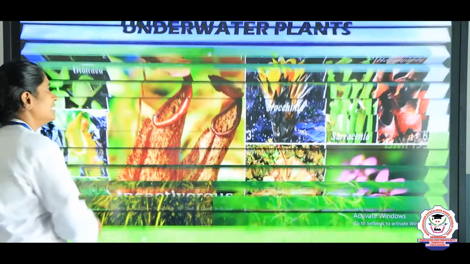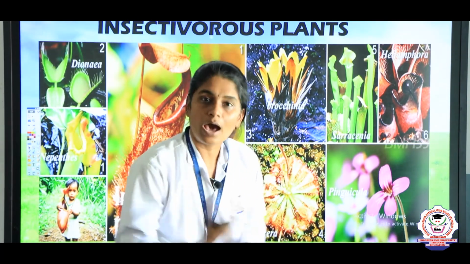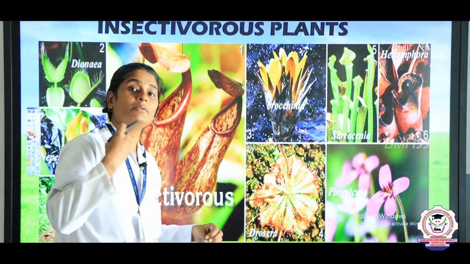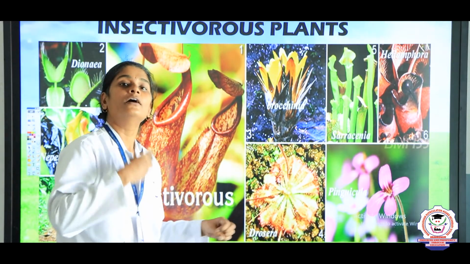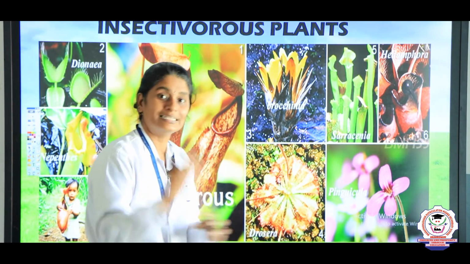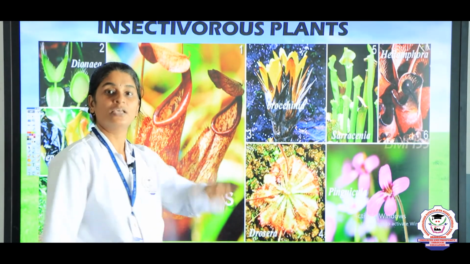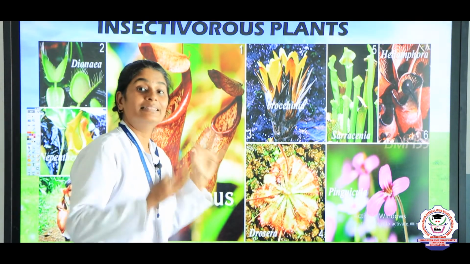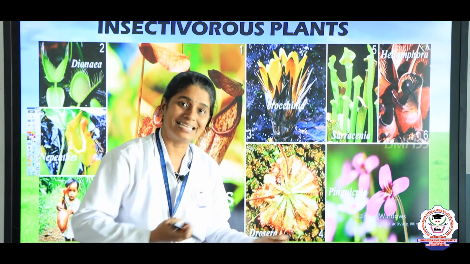Now let us see some more interesting plants. What are carnivorous plants? There are some plants that are carnivores. Carnivores means they eat the flesh of insects as their food. The example is insectivorous plants. There are some plants that take insects as their food, they take the nutrients from the insects and they live.